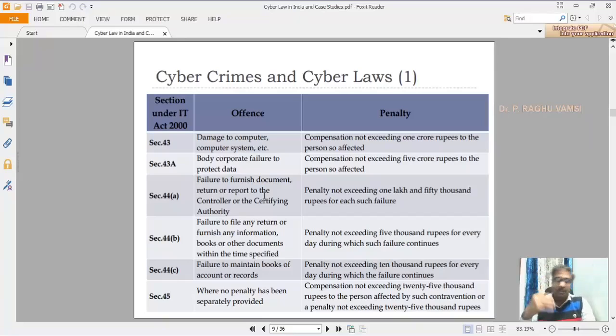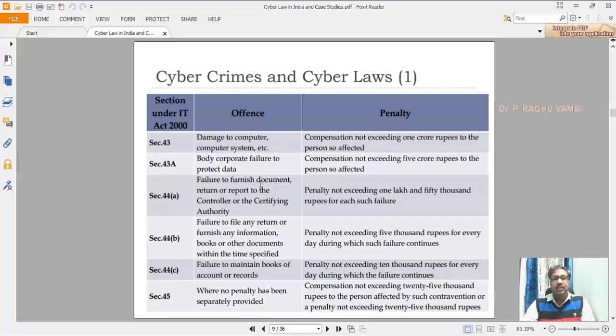Because during the process of the arguments, the court may ask the petitioner and the defender for production of any electronic information or electronic evidence. So in case of failure of producing any file or maintaining any books or ledgers electronically, the related punishments are defined under sections 44A, 44B, 44C. That is, failure to maintain books of accounts or records under 44C.